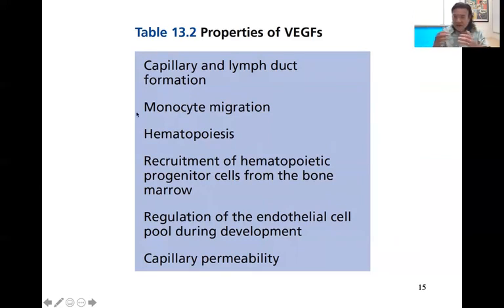They encourage monocytes in the blood to migrate to the area and become more macrophages to help maybe fight potential infection. They have hematopoietic properties because you're going to have to now replenish or regenerate more different types of differentiated cells in the area. Regulation of endothelial cell pools. So as the blood vessels are forming and you have the endothelial cells lining the blood vessels, these VEGF signals help manage that. And they also help maintain the integrity or the permeability of the capillaries, both the existing capillaries and the newly forming ones.